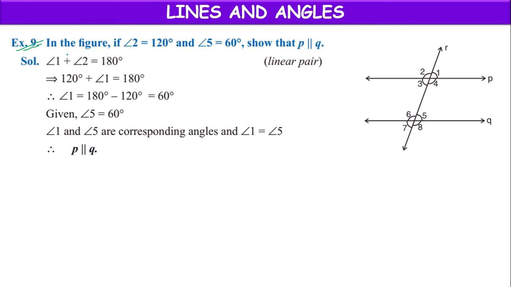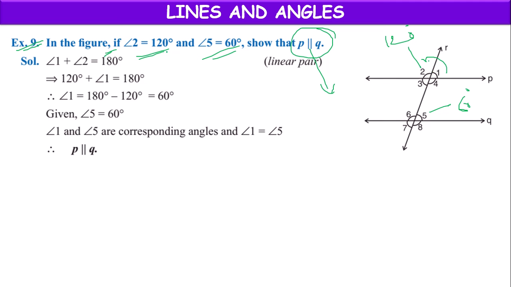Next, example 9. In the figure, angle 2 equals 120 degrees, angle 5 equals 60 degrees. Show that P is parallel to Q. Angle 2 is 120, angle 5 equals 60, show that P is parallel to Q.